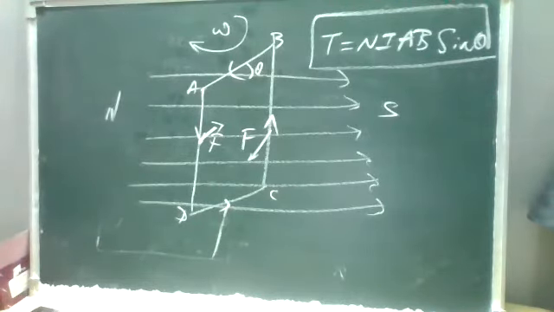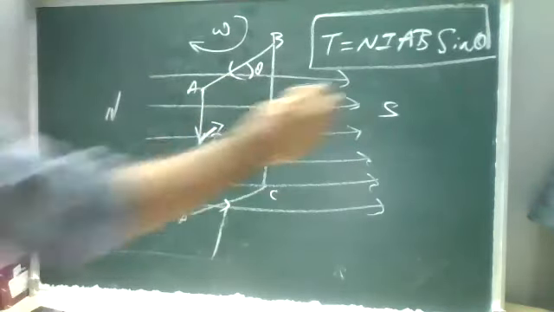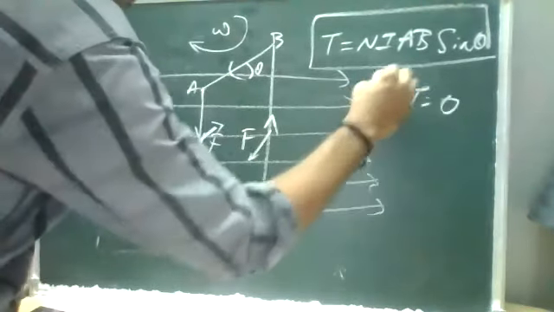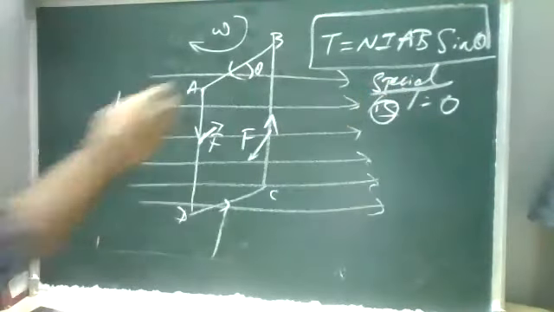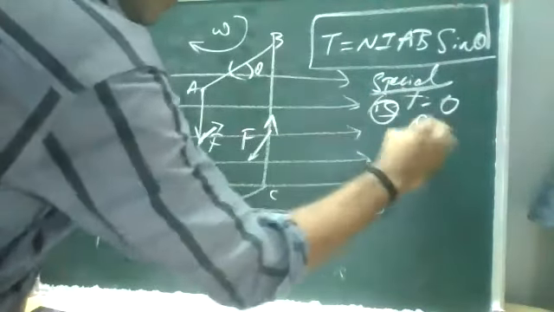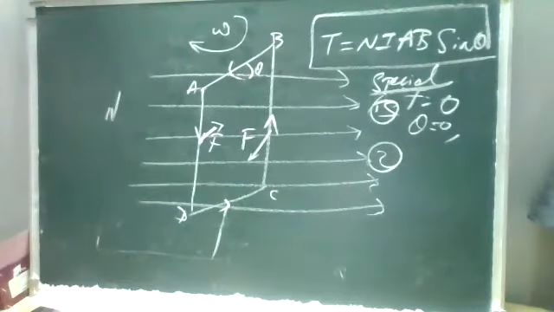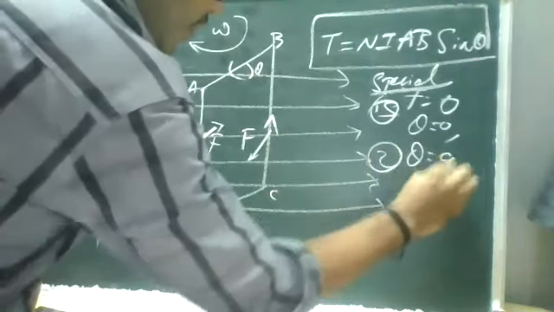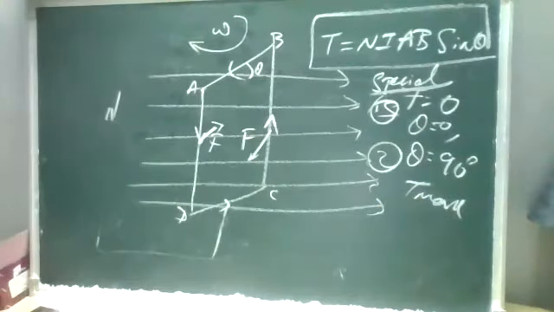Suppose theta is 0 degrees, then torque will be completely 0. Note down the special cases. First point, if theta is equal to 0 degrees, torque is equal to 0. Second point, if theta is equal to 90 degrees, torque will be maximum.